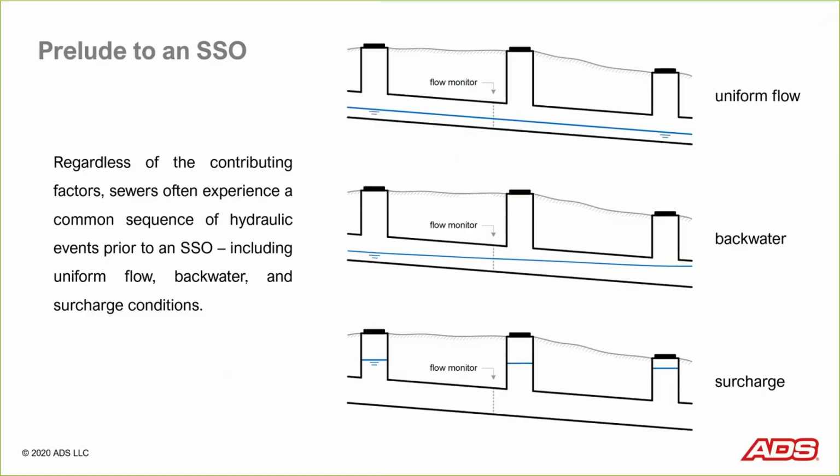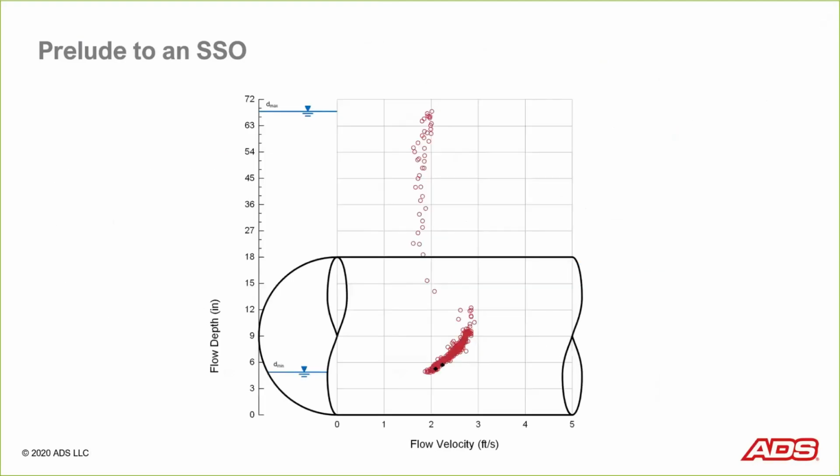Let's take a look at what the prelude to an SSO looks like in a scatter graph. And these are using some of the tools that I've discussed in the past two webinars, including the Manning's equation to describe uniform flow and ISOQs to help us identify backwater conditions. So here I'm showing you data from an 18-inch circular sewer. This one happens to be in Tennessee. It's an example we showed before.